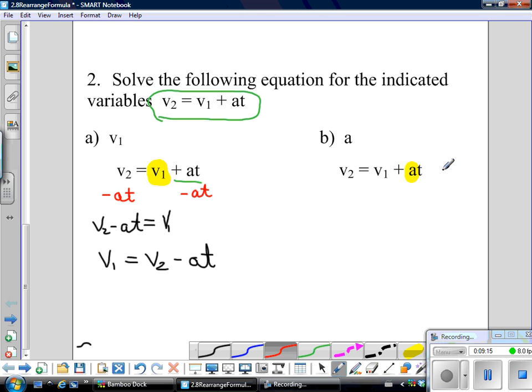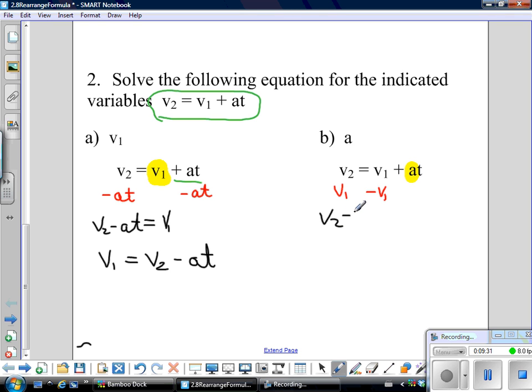So the first thing I need to do to get AT by itself is subtract V subscript 1 from both sides. And when I do that, I end up having V2 minus V1. And I should have put a little negative sign there, which I'll do. And that equals AT.